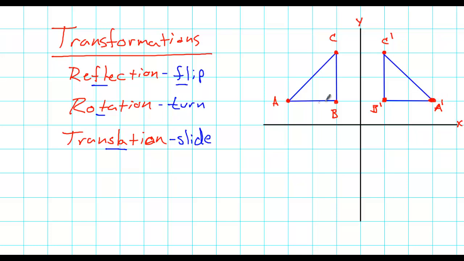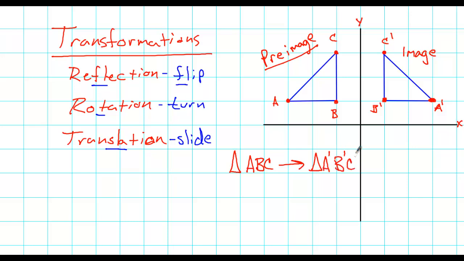This triangle, triangle ABC, was our first triangle. It's called the pre-image. This is a vocabulary word that you should have had, so it shouldn't be new to you. Pre-image means it's the first image. The second one over here, or the result of the transformation, is called the image. So that's simple enough. And what we can say about this transformation here is that we took triangle ABC and we turned it into triangle A prime, B prime, C prime.